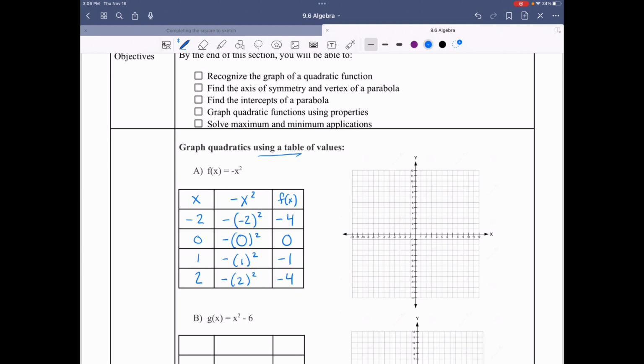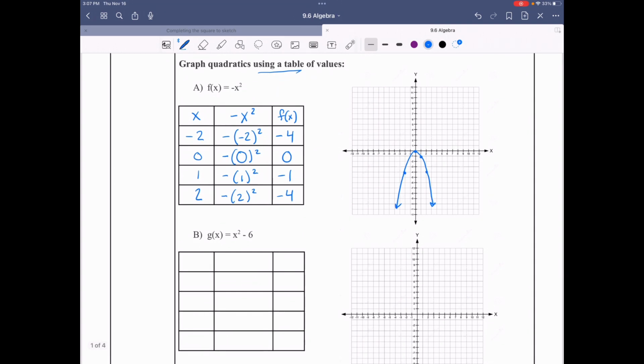Now we're going to graph these on our graph. 0, 0; 1, -1; 2, -4. You can see it's symmetrical about 0, 0. So this is our graph.